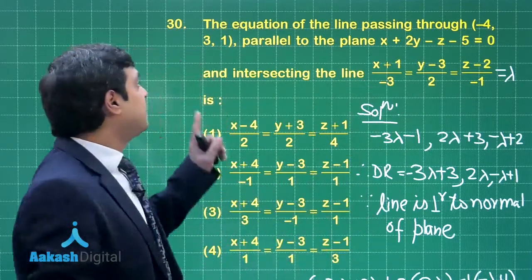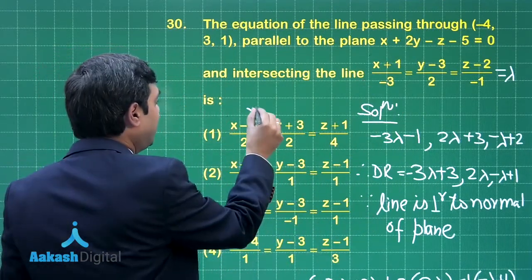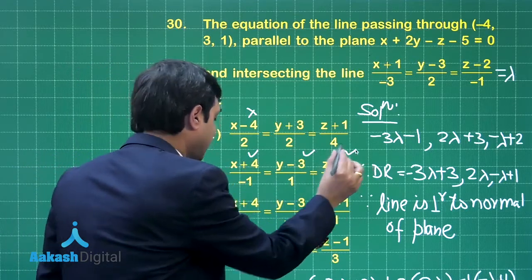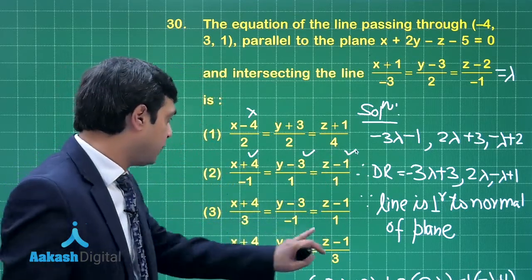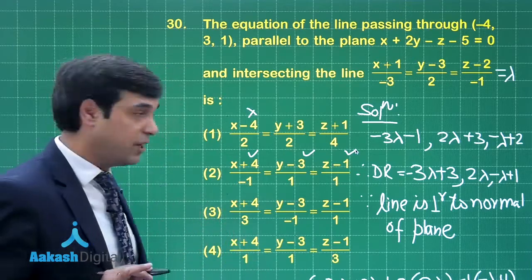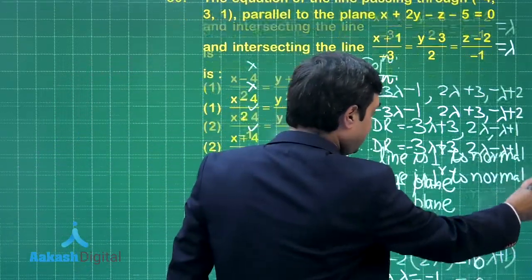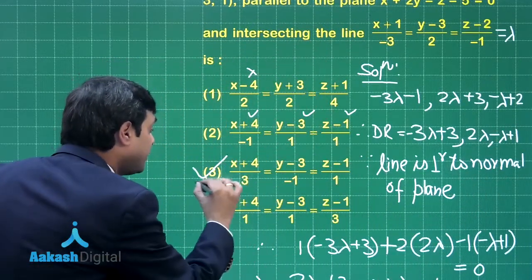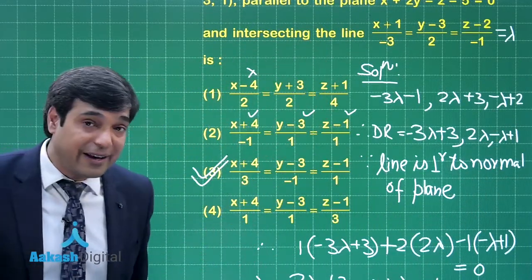Point was minus 4, 3, 1. This point is not correct. Minus 4, 3, 1. This is correct. So points are correct in option 2, 3, 4. Now let's talk about the direction ratios. 3, minus 1 and 1. We can see option number 3 involves all correct results.